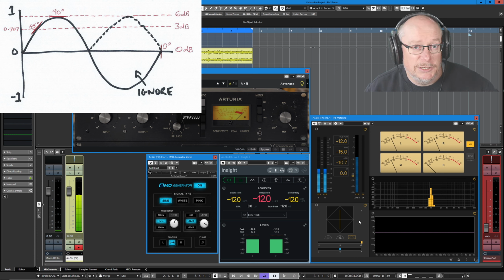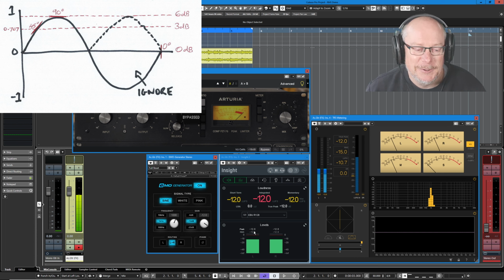The TR5 meter knows this. Here's its peak value at minus 12 dB. Here's its RMS value, exactly 3 decibels below. So the TR5 meter is complying with the laws of the universe. The Insight meter says that the true peak and the RMS are identical, both minus 12. Is it wrong? Well, actually, no, it isn't.